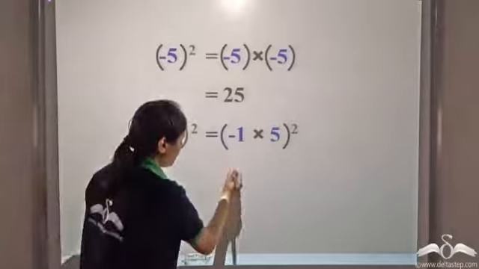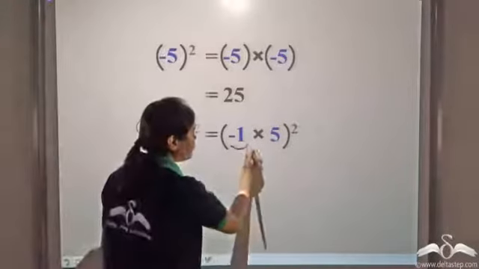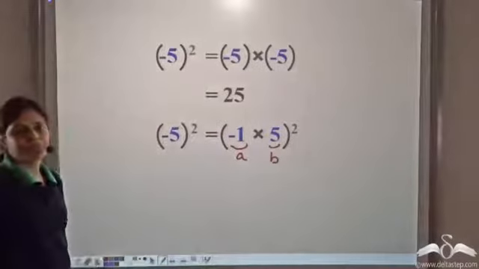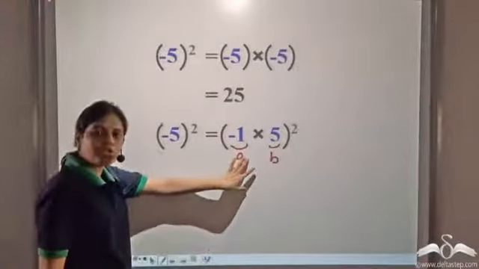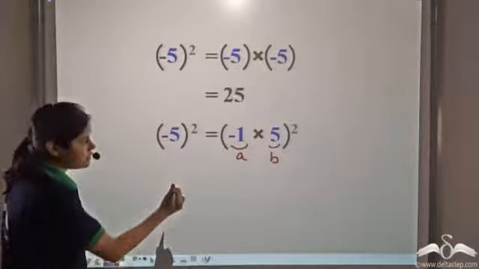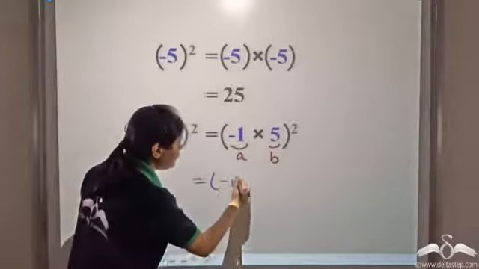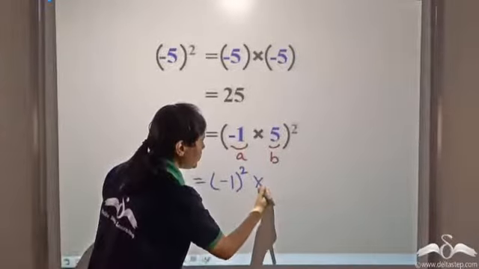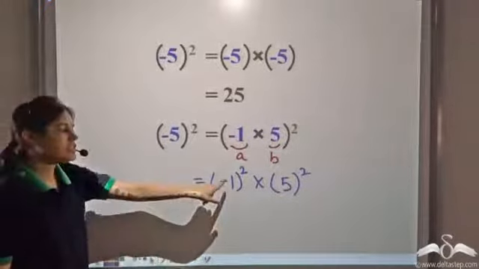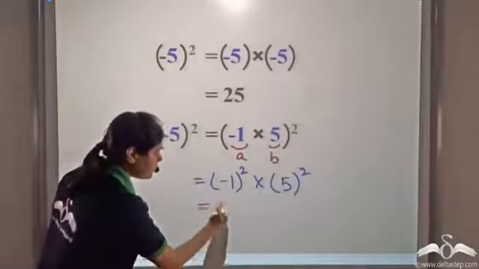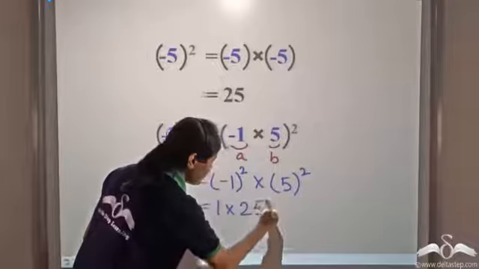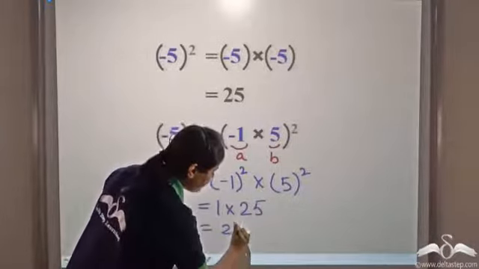Now this is in the form of a into b to the power n. So we can write it as a to the power n into b to the power n. So we can write it as negative 1 square into 5 square. Now negative 1 square is 1 into 5 square is 25. So this gives us 25.